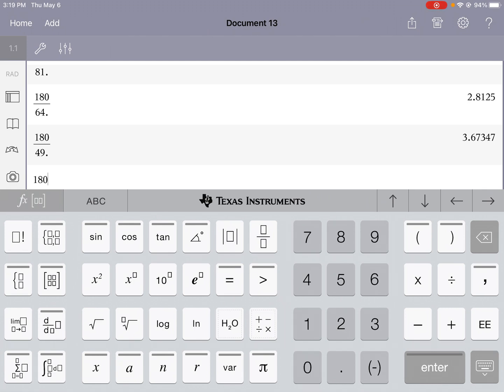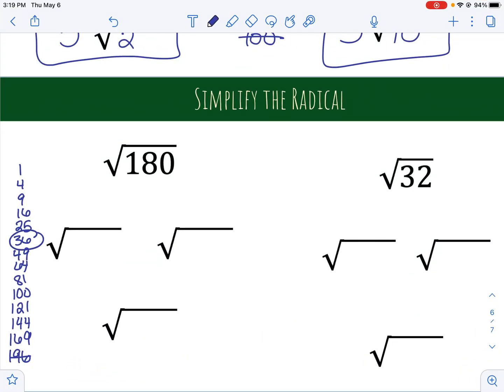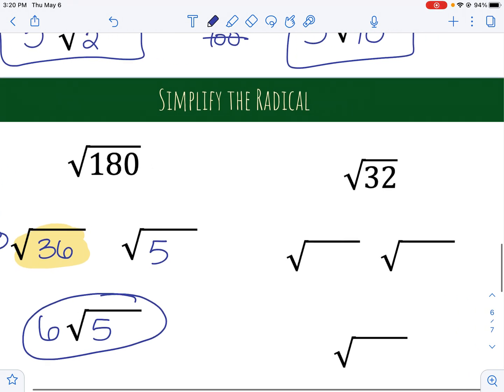180 divided by 36. Finally, a nice, pretty even number. So 36 times 5 gives me 180. So 36 was our winner, chicken dinner. It was a perfect square. So we have 36 times 5. 36 is our perfect square. The square root of 36 is 6. And 5 was not on our perfect square list, so it stays as 5, and that would be our final answer. Okay, looking at the next one, square root of 32.